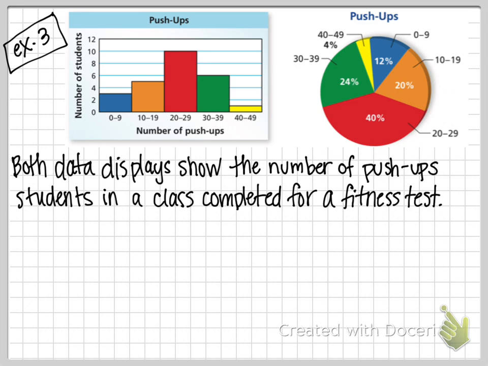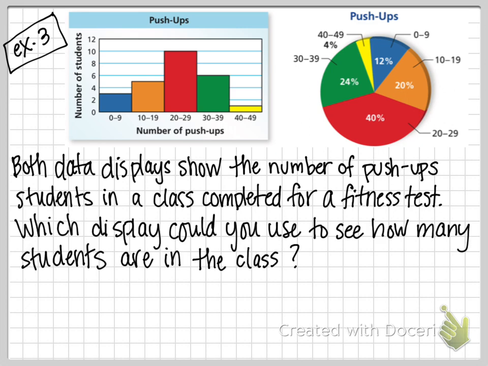Here's two different data displays. There are better ways to display data based on what you want to learn from the graph or what you want people to be able to see from the graph you choose. So in this case, we have a histogram on the left, and we have a pie chart or a circle graph on the right. They both show us the same things, but they show us different things about the data, right?